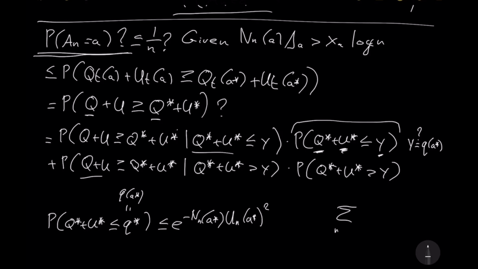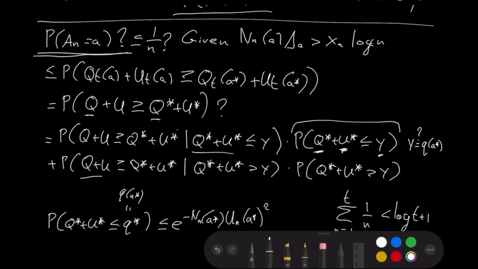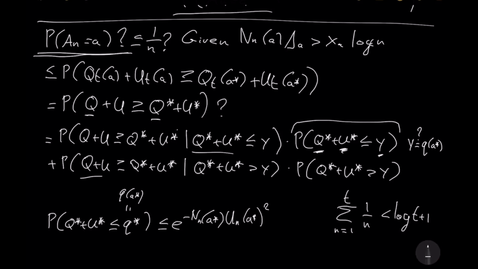I'll just put it to the side and remove it in a moment. We know that if n goes from 1 to t and we have 1 over n, this summation is smaller or equal to the logarithm of t plus 1. It's actually slightly larger than the logarithm of t, but smaller than the logarithm of t plus 1. So this will be small enough if we can somehow make sure that this is equal to 1 over n. Can we make that happen?